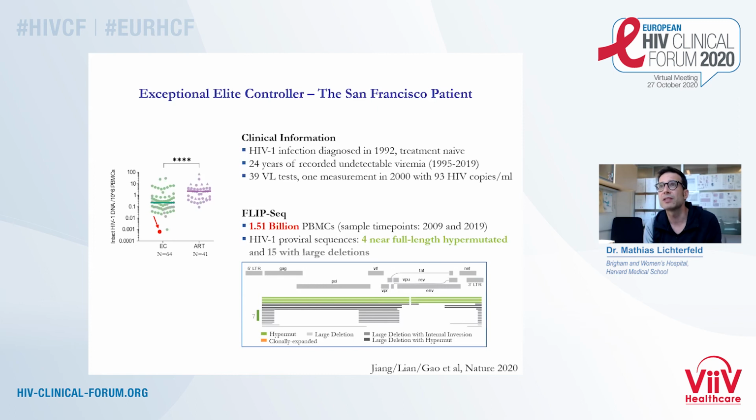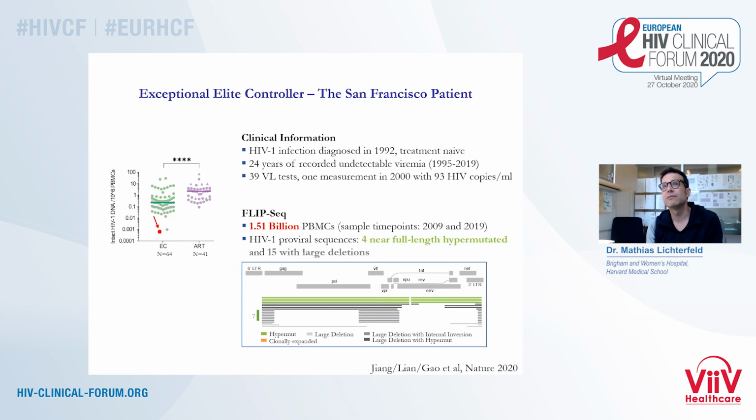So this was a patient who was diagnosed back in 1992, was treatment naive at this time, and then maintained undetectable HIV viremia for 24 years in the absence of treatment. And during this period of time, this person had 39 different viral load tests, and all of them were negative except for 1 test back in 2000, when a total of 93 copies were isolated.